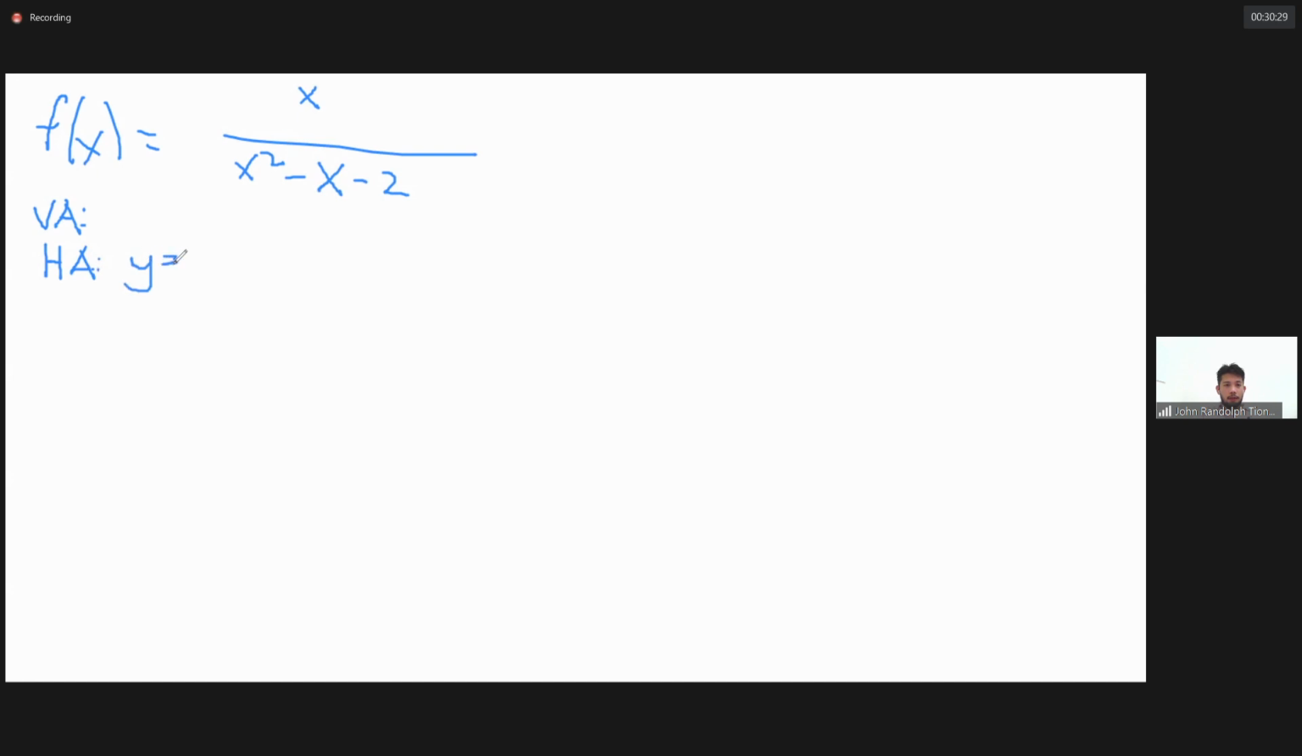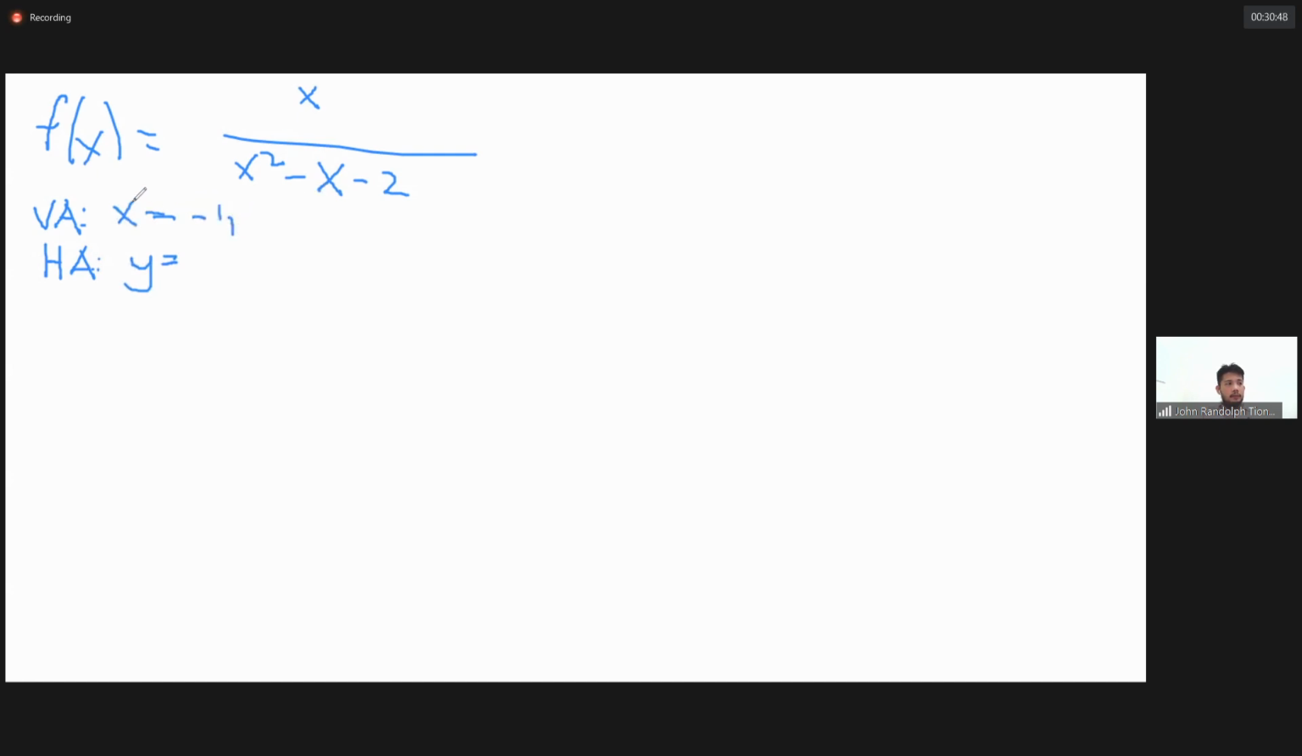Yeah, sir, dalawa. Yeah, tama. Dalawa yung vertical asymptote natin. Okay, correct? We have x equals... bakit dalawa? Kasi finactor out natin yung nasa denominator. Ginawa natin x minus 2, x plus 1. So, ibig sabihin, x equals negative 1.